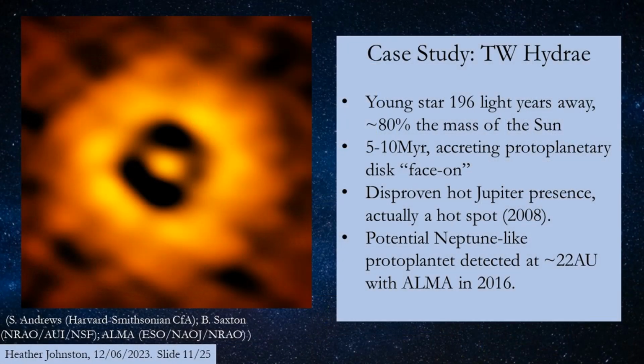So I'm going to give you a brief case study in why it's so hard to find giant planets even around young stars, because as you've seen, the more massive they are, the easier they are to find. One of the most famous young stars that we know of is called TW Hydra. You can see here, this is the star right in the middle, and surrounding it is a protoplanetary disk. It's a very young star. It's only 5 to 10 million years old.